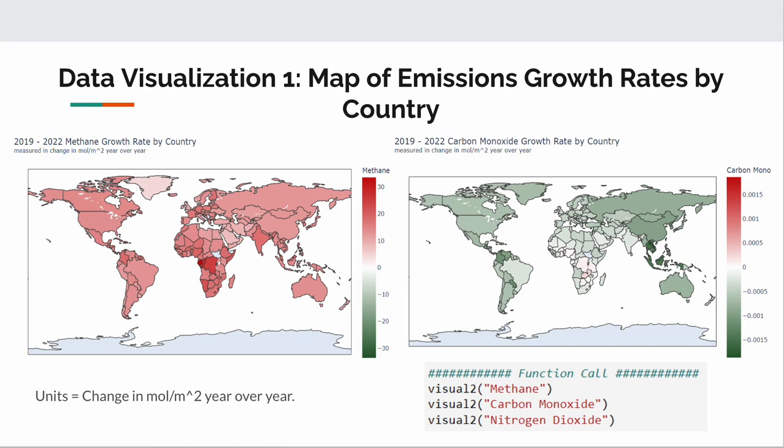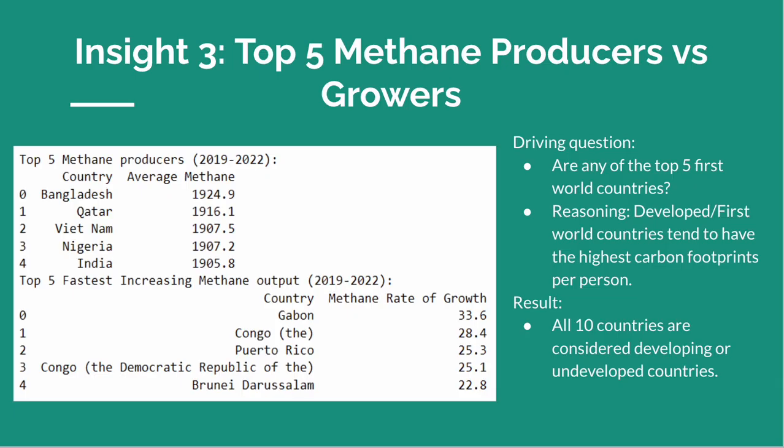So for Insight 3, our driving question when comparing the top 5 methane producing countries and the top 5 fastest growing methane rate countries was, are any of the top 5 first world countries? The reasoning for this question was that developed countries or first world countries tend to have the highest carbon footprints per capita or per person. And as you can see, pretty much all of these 10 countries are considered developing or underdeveloped countries.